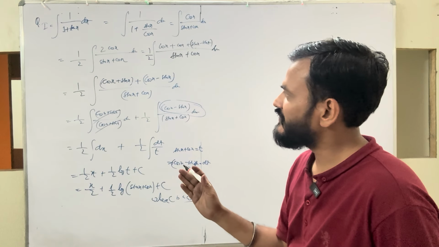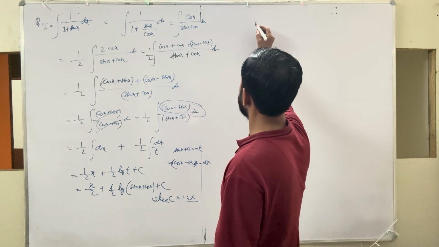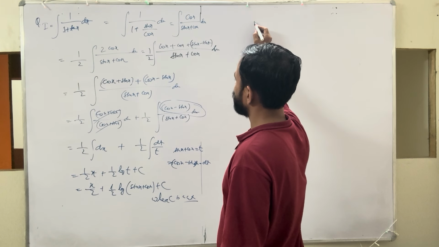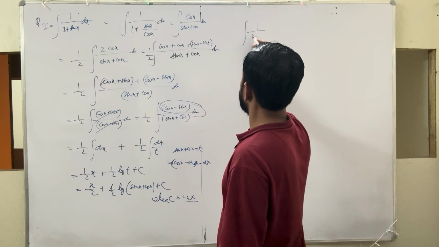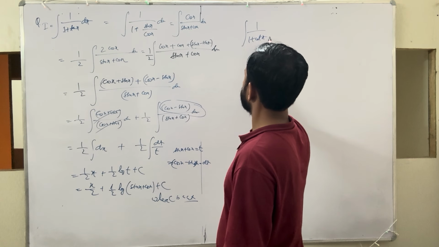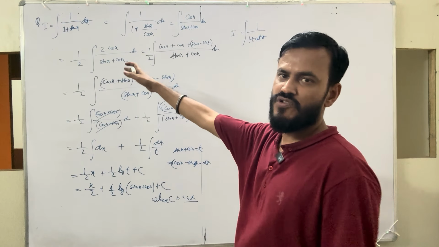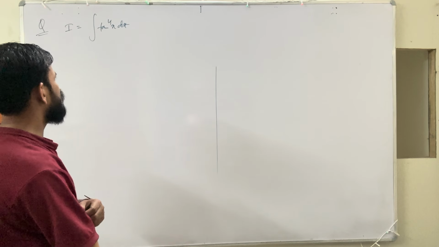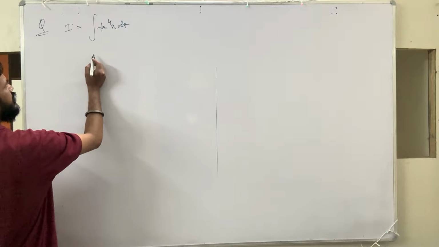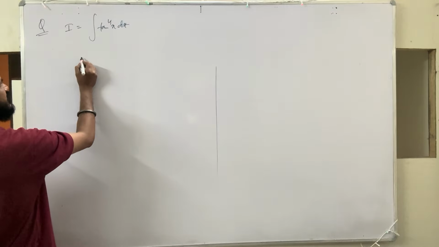A similar type of question can be asked as 1 by 1 plus cot x. So this question will also be solved like that. The next integration is tan to the power 4 x. It is also very important.